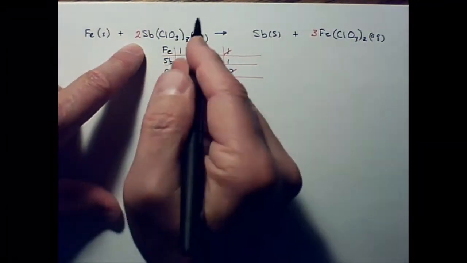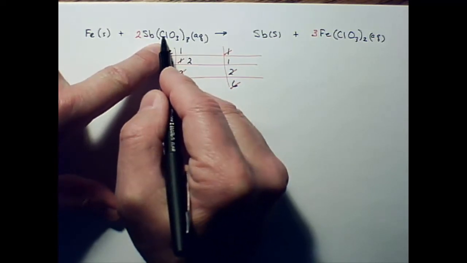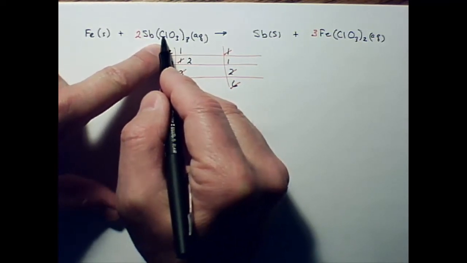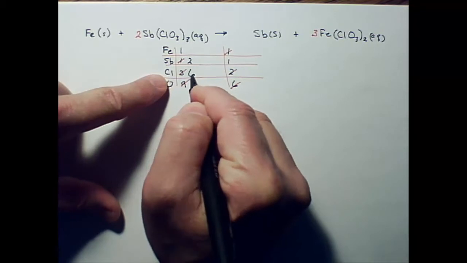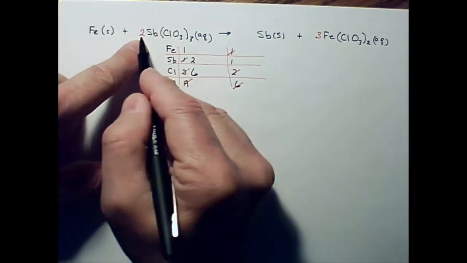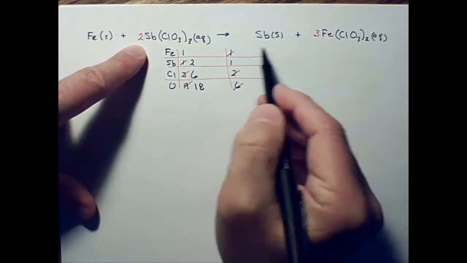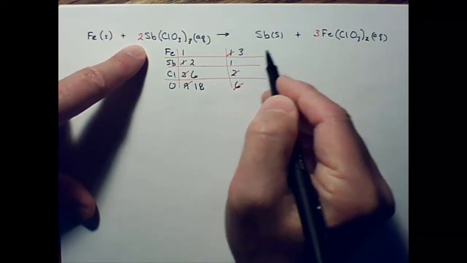So I can see now that I have 2 antimonies. So I had 3 times 1 chlorines in the formula, now times 2, that's 6 chlorines. 3 times 3 oxygens in the formula, now times 2, that's 18. Over on this side, I now have 3 irons.